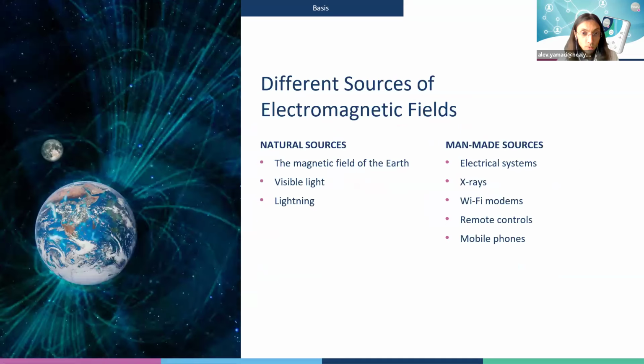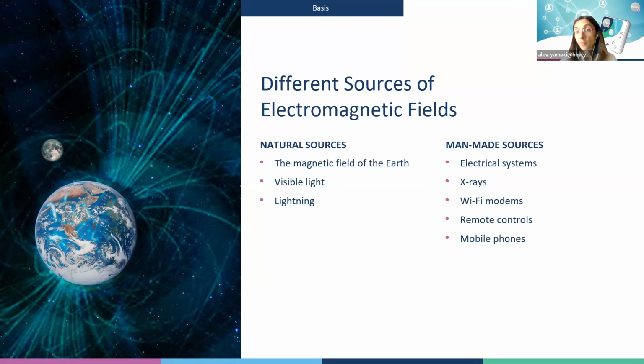So what are the sources of electromagnetic fields? So they are natural sources, so the magnetic field of the Earth, and that's also what our body actually needs or is used to, this magnetic field of the Earth. And of course, you have visible light. There also you have a field that's created, or lightning.